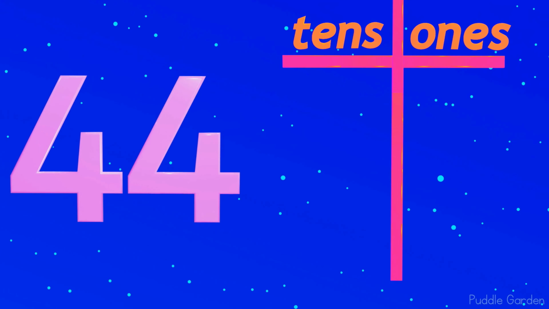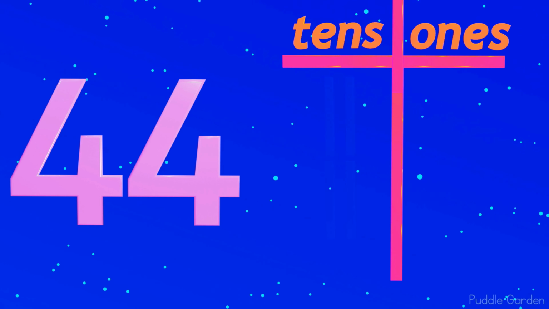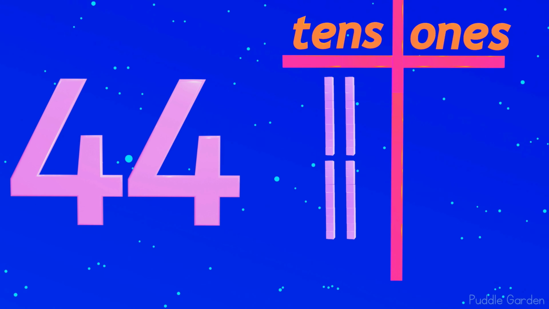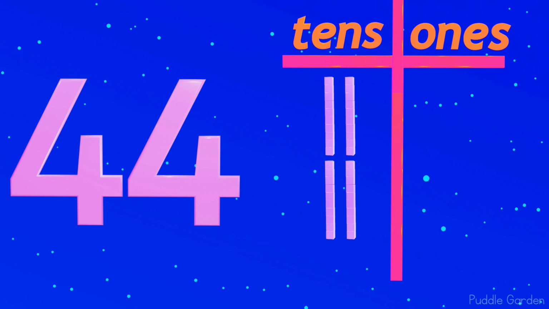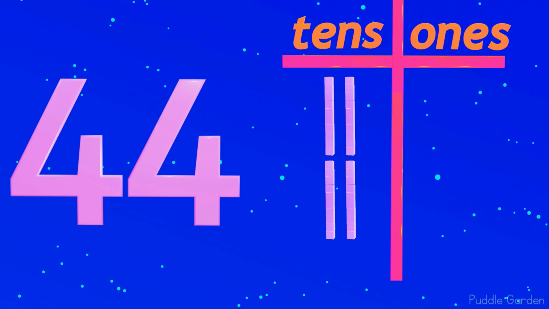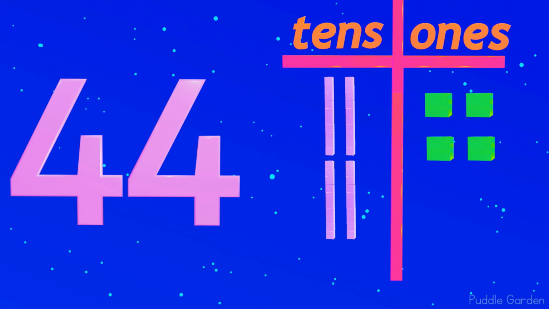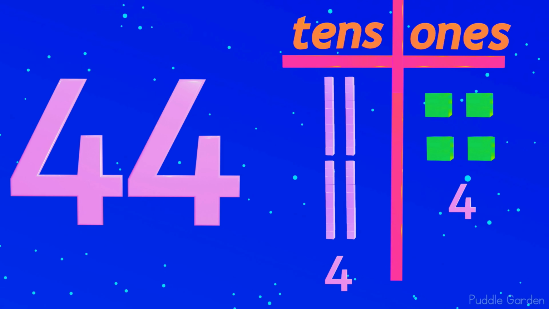Next is the number 44, and that means there are 4 tens because we're counting by tens, and there's 4 10 sticks, so that represents the number 40. 10, 20, 30, and 40. And there's 4 ones, so that represents the number 44.